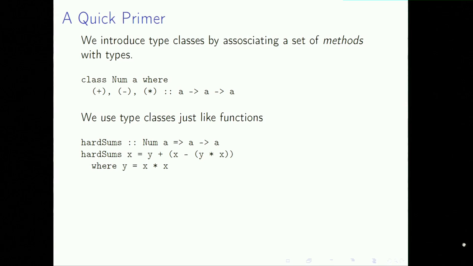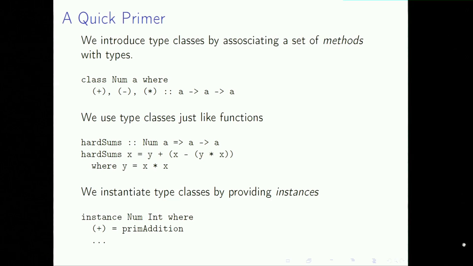We use type classes just as we would use ordinary functions. Here I've got a pretty contrived example of a basic sum that takes some value x and just applies some operations on it. What's interesting to note is the inferred type for this function. We actually get a function here that quantifies over all possible types A, subject to the constraint that those types are numeric in some sense.